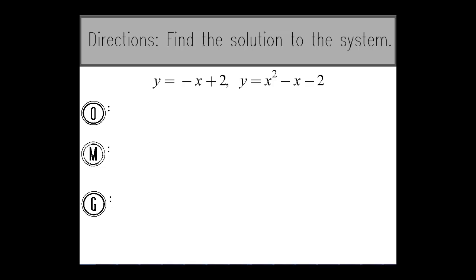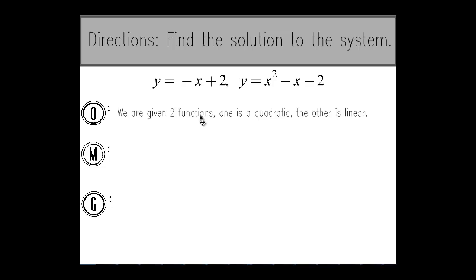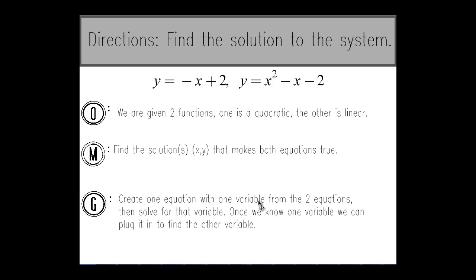The question says, find the solutions to the system. We're given a linear equation and a quadratic, so that's the first thing that we observe. Our mission is to find the xy coordinate that makes both equations true, and our game plan is to create one equation from the two equations with one variable. Then once we can solve for one variable, we can plug it back in and solve for the other one.